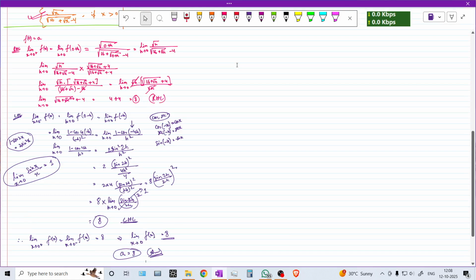But see, this is the entire solution. I have zoomed out the screen so that you can see now. This is the entire solution of that question.